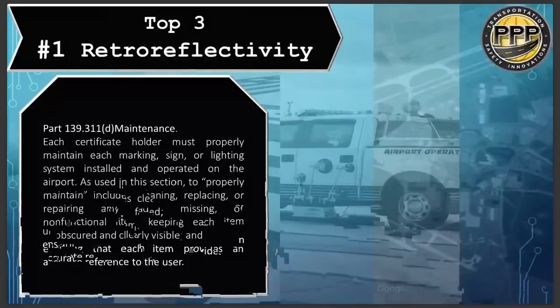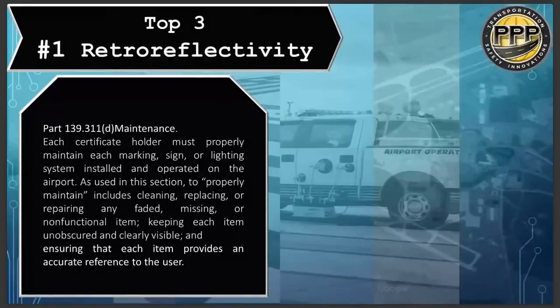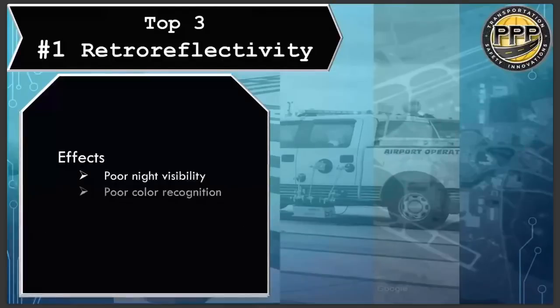It's something that I rely on to ask myself, when I'm in the field looking at something, is this marking providing that accurate message? If it's not, or if it's even debatable, then we may have an issue, because a pilot or a user may see something different than what is intended.